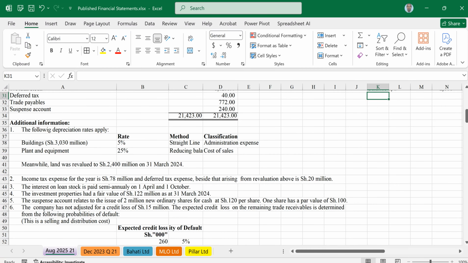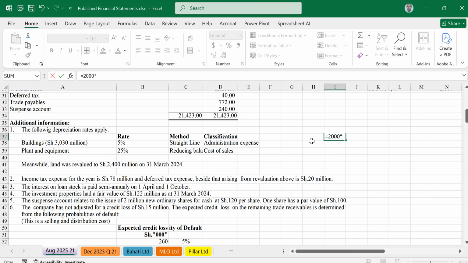Information number 5 says the suspense account relates to the issue of 2 million new ordinary shares at 120. One share has a par value of 100. So the suspense account has 2 million. What is 2 million times 120? That will be liquidated. If you take 2,000 times 120, then you get 240. That is the 2 million that you see here. So that is what we want to liquidate now.